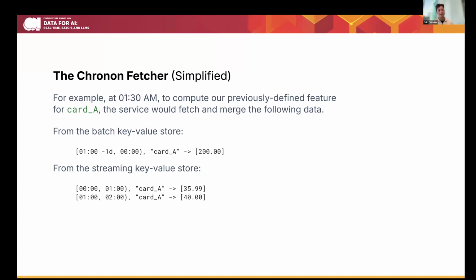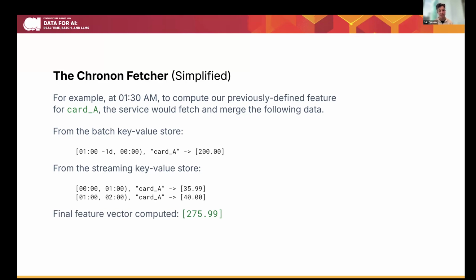So in this example, let's say the batch KV store contains the sum of 200, for example, and the streaming store contains two tiles, one containing value 35.99 and one containing value 40. To serve this feature, the fetcher would fetch all this data, merge the amounts, and compute the final feature value of 275.99. And that's essentially how it works. It's a simplified version, but in practice, that's kind of how it works.